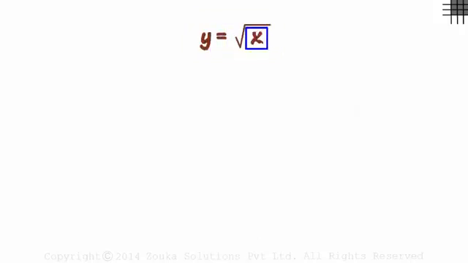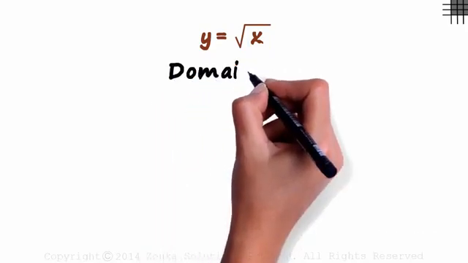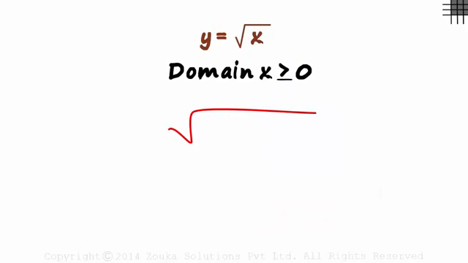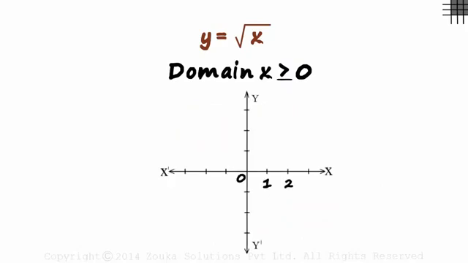function in X. Before we look at its graph, can you guess the domain of this function? Domain is the set of values X can take. The domain will be all X greater than or equal to 0, as even roots cannot have negative numbers under them. Now let's draw its graph.